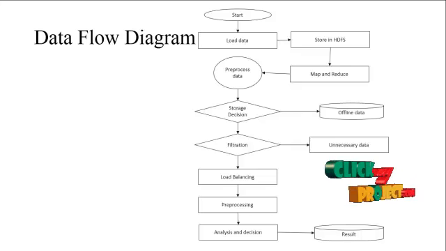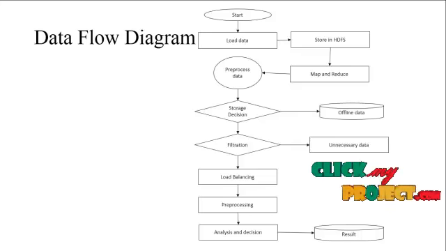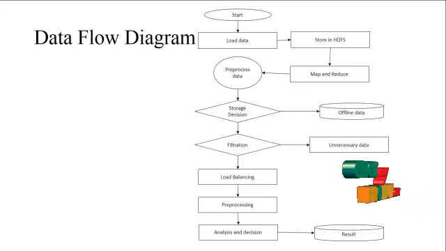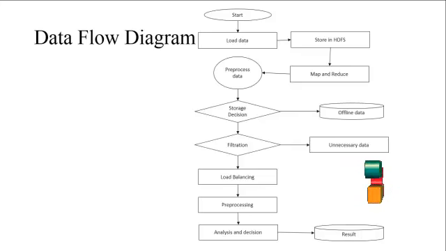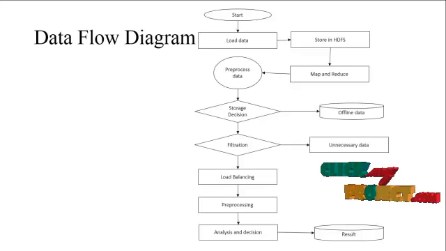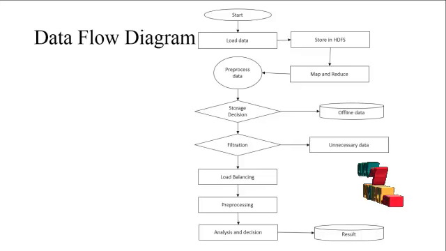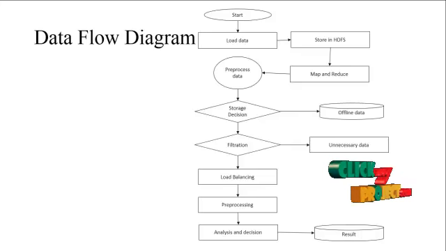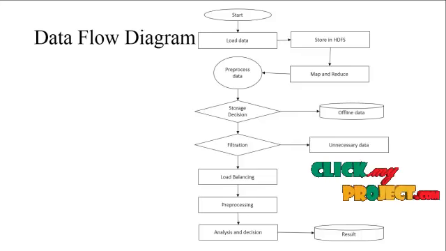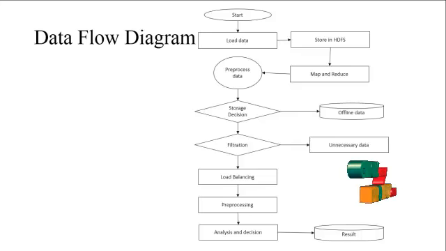Then we do load balancing for efficiently running the different virtual machines. We have to split into the different virtual machines, and assign the data to the virtual machines. After load balancing, we do pre-processing. The pre-processing is nothing but checking the data, depending on whether it is a land area dataset or not.